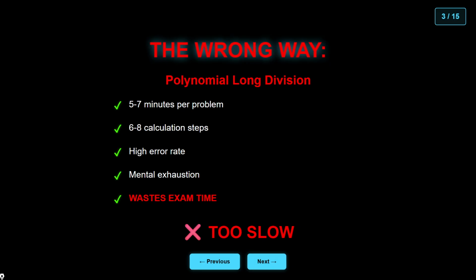There is a very high error rate associated with polynomial long division. You are dividing, then multiplying, then subtracting, then bringing down the next term. You repeat it. It's tedious. It's error prone. It takes at least 5 to 7 minutes per problem. Imagine you're doing this 8 to 10 times in SAT. You have no time left for the hard problems. That's why there is a need for a better way.